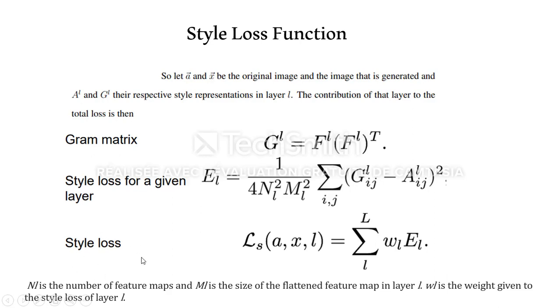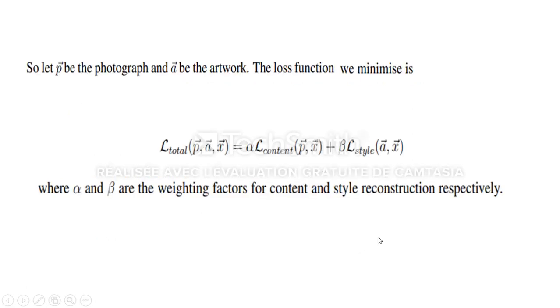For the style loss of all the layers, I'm just going to sum over L, over the style layers, the chosen layers. Okay, and I'm going to add an optional weight to the layers. So for example, if I want to give more interest to the first layer, I'm going to put here a high weight for the first layer, etc. Okay, so this is my style loss.